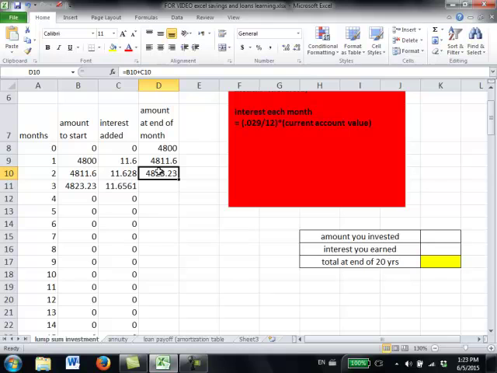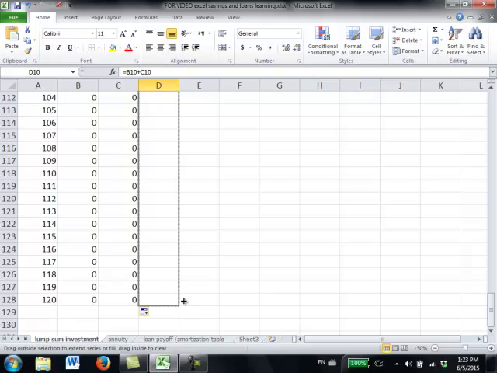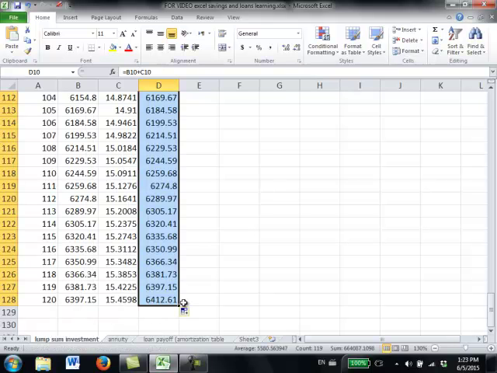The formula we wrote in column D always is the amount in the account at the end of the month. It takes what's in column B plus what's in column C, adds it together, and tells you what's in the account at the end. So again, I'm going to drag that formula down. And once I do, it actually fills the whole thing in.